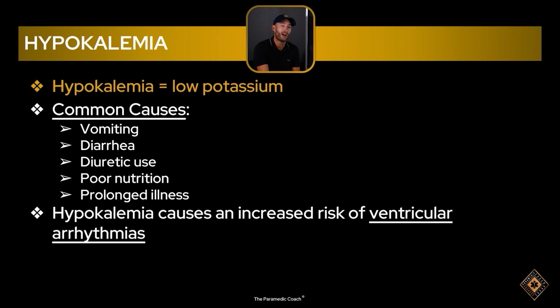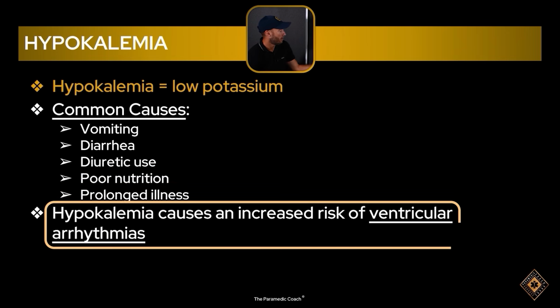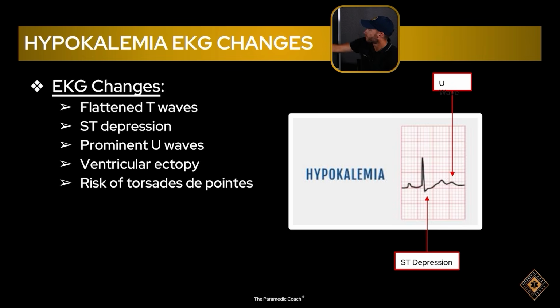Well, a diuretic's job is to, obviously, what's the job of that? Remove fluids. So, if we have a diuretic that brings potassium along with it as we're flushing fluids out of our body, that could be it. Okay? Poor nutrition, prolonged illness. Hypokalemia causes an increased risk of ventricular arrhythmias.